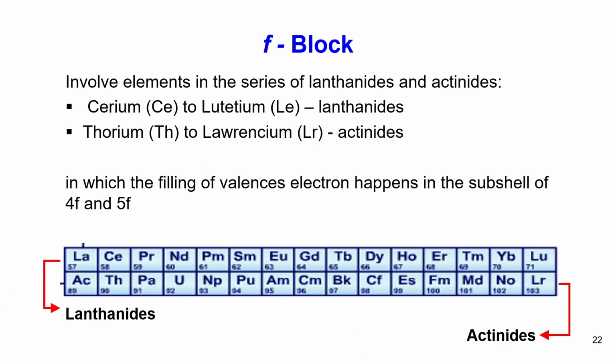Last one, the f block refers to all elements that are in period 6 and also period 7. It refers to the lanthanide and actinide elements, which have the largest electronic configuration in the f block, 4f and also 5f.